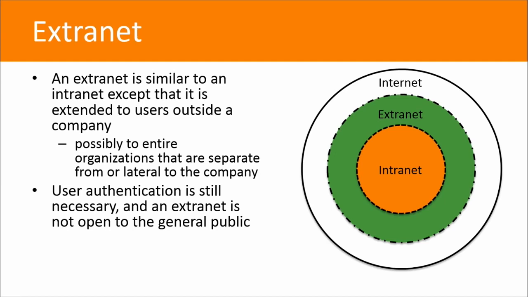Companies and organizations can then add extranets as an additional layer outside of the intranet. So an extranet is very similar to an intranet, except that it's extended to users outside of a company or organization. So you could have a sister company. Let's say you have company A and you work a lot with company B. You can give company B's employees access to your extranet, and that allows them to access important files, but still not access your intranet. User authentication, still super necessary.